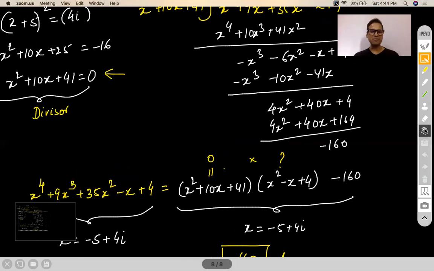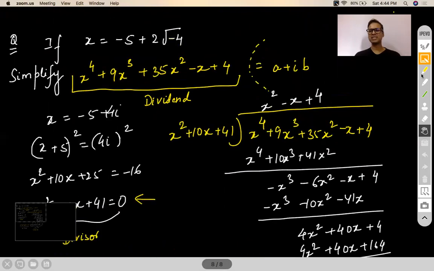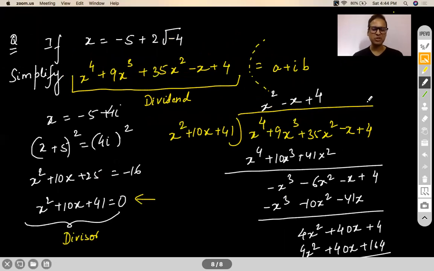First of all, the word remember itself is a misnomer. Never remember anything. This method is basically, if you incorporate it while solving questions, that is what I can say is the right use of the word. See, what I did was, I'm actually finding the value of this polynomial when you're putting x as minus 5 plus 4i. Correct.